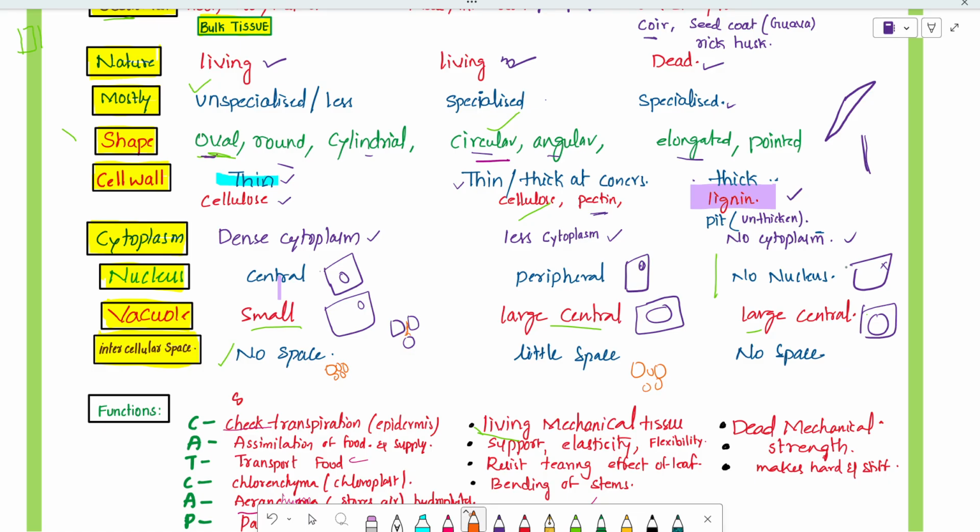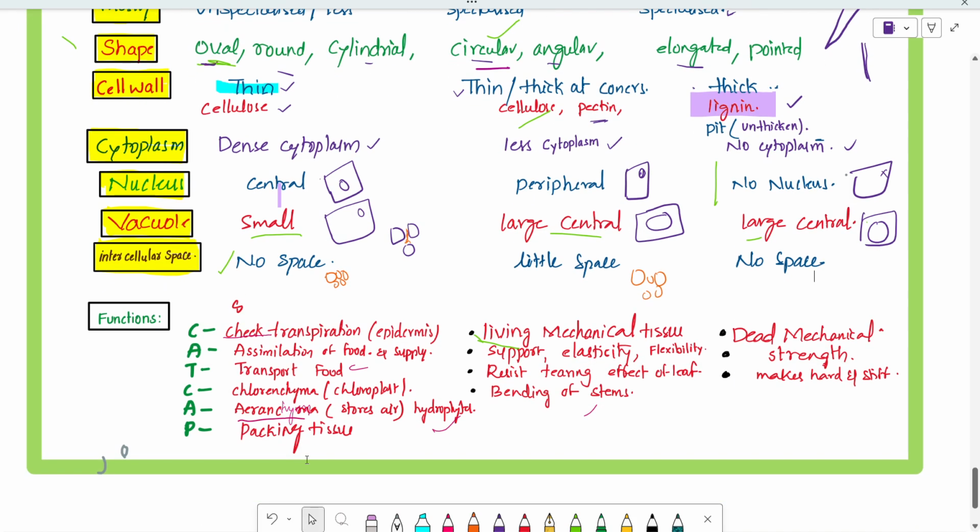Now we will try to finish the functions. What are the functions we are having? The functions you can remember by simple "cat cap". A cat is wearing a cap. You can write it, you can remember.